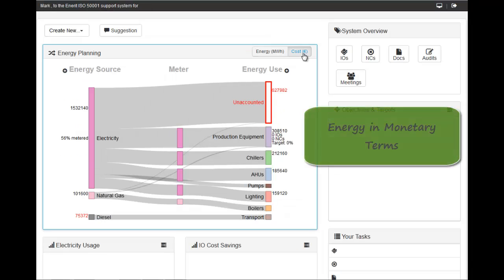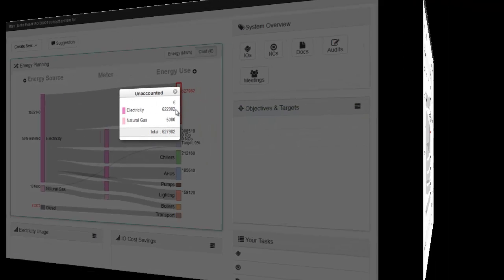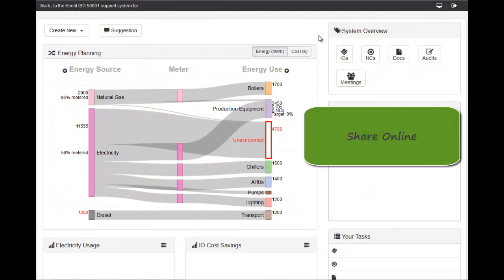The software also allows the user to demonstrate energy flow in monetary terms, which assists energy managers in gaining buy-in from top management on energy-related projects. Remember, Sankey is a web-based software, so you can share your finished Sankey diagram with colleagues online.